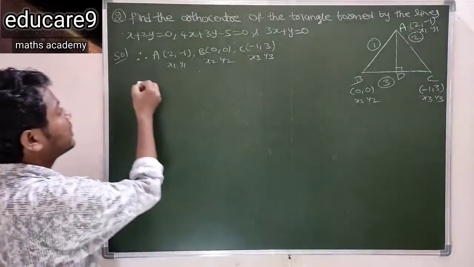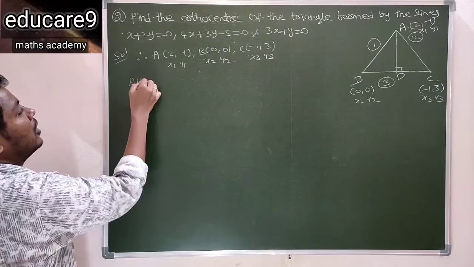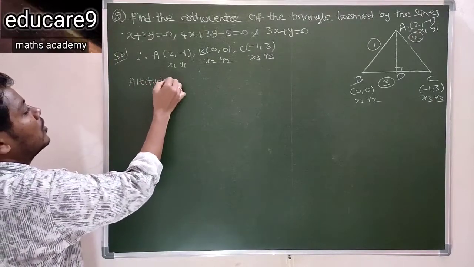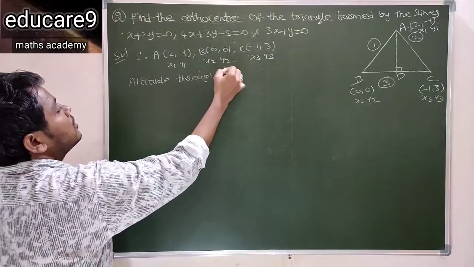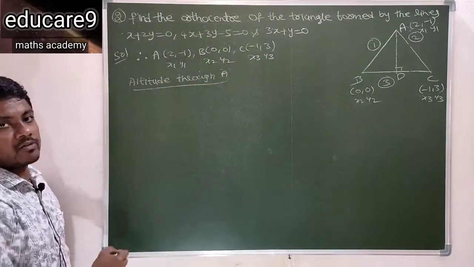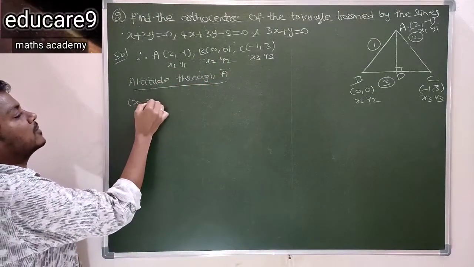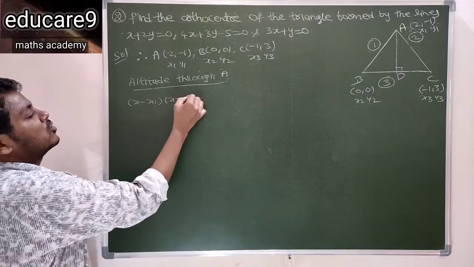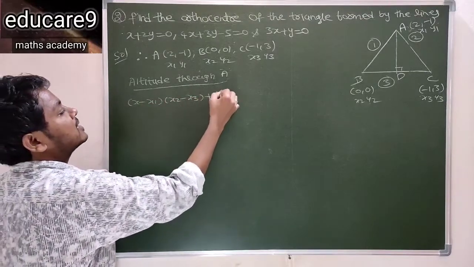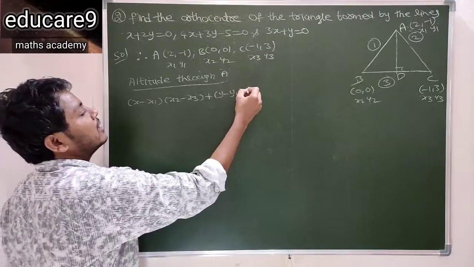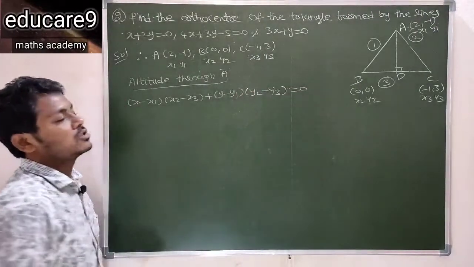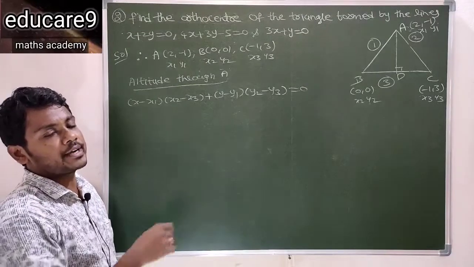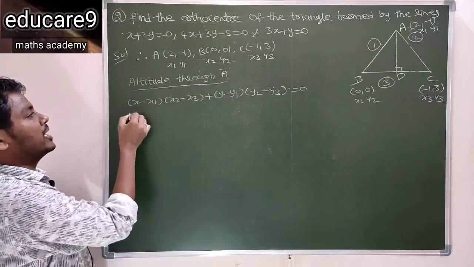See here, altitude through A. So what is that equation? You know that x minus x1, x2 minus x3 plus y minus y1, y2 minus y3 is equal to 0. So substitute x1 y1, x2 y2, x3 y3. So here what you get?